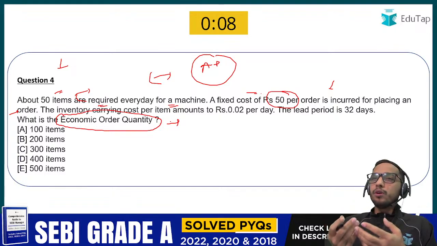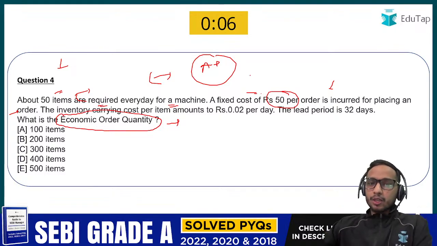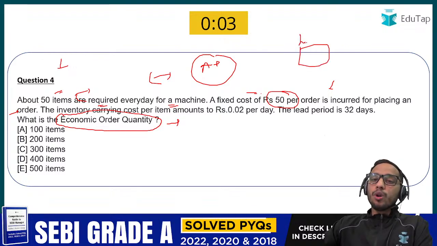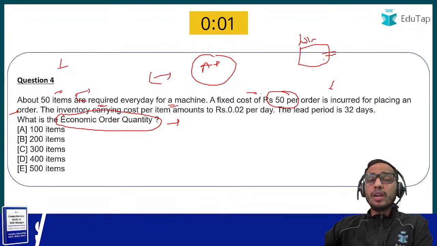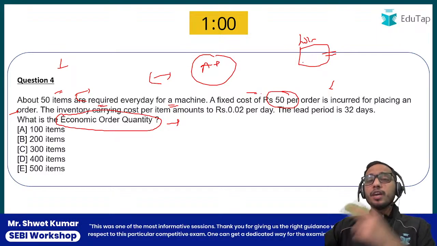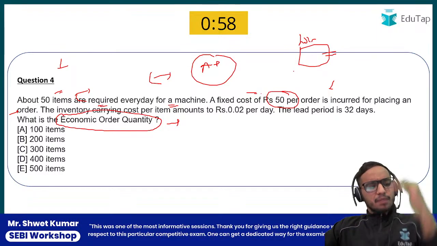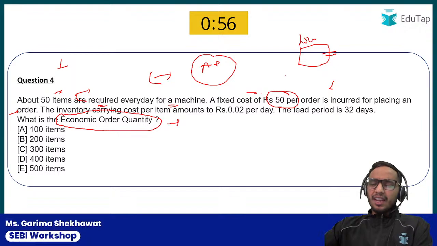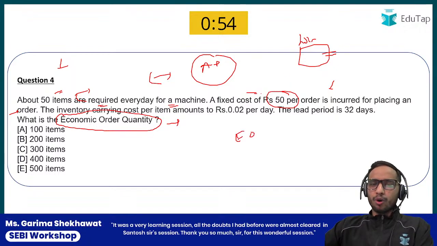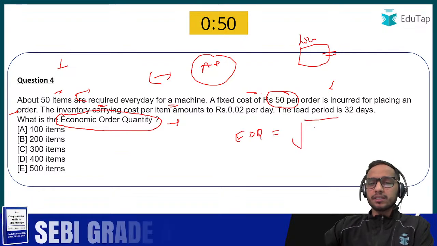So it is going to include your ordering cost plus your cost of holding that inventory, isn't it? So there will be two costs, and you have to minimize these costs. The formula is very simple for this economic order quantity, and you don't have to remember or cram this formula. Just try to understand it.